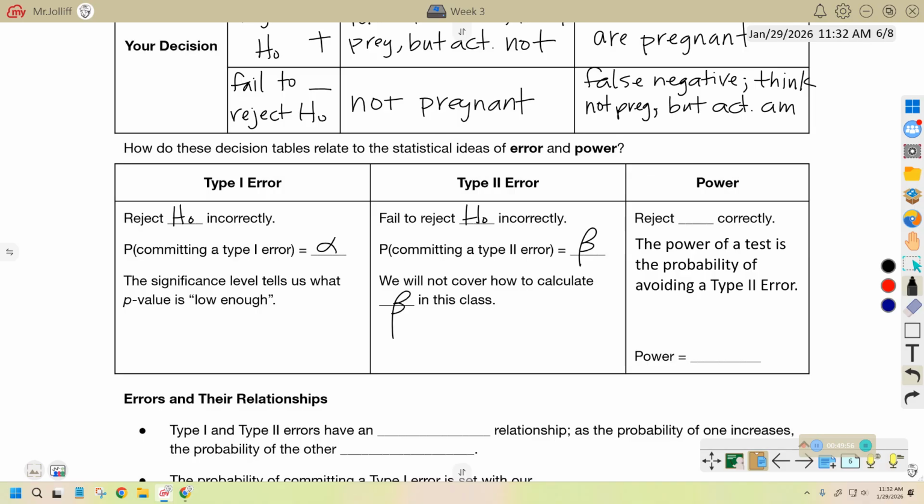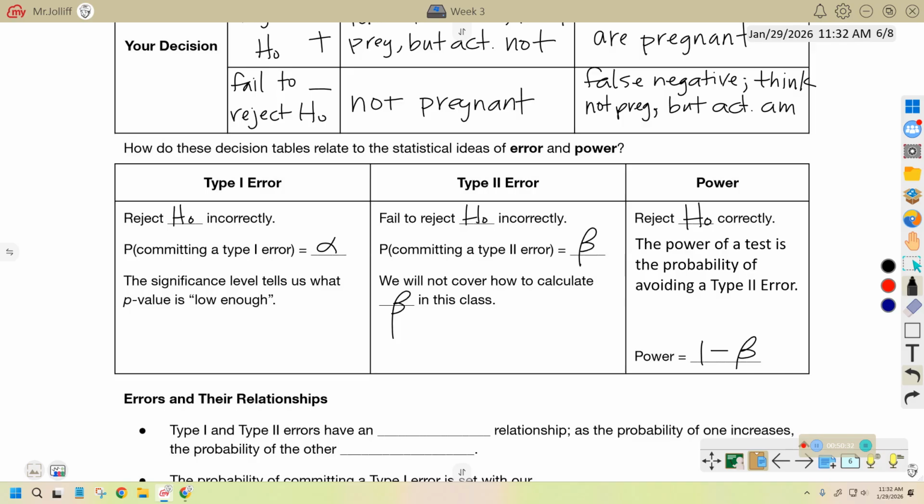The power of the test is rejecting correctly. In other words, this is the probability of avoiding a type 2 error. And we calculate it, since it is the complement of this guy, as 1 minus beta. Since we can't calculate beta, we can't calculate power. What we want to do is think about the relationship between those three quantities.